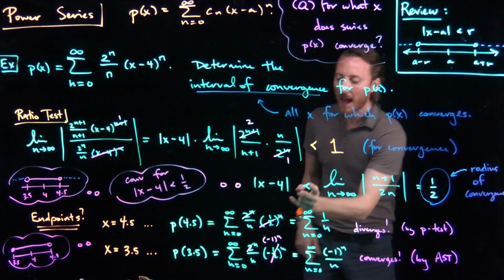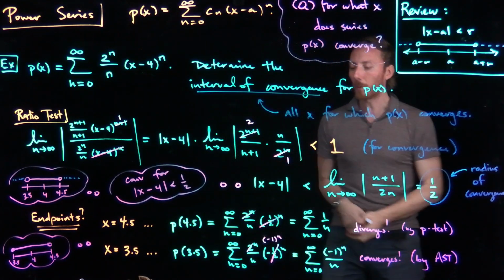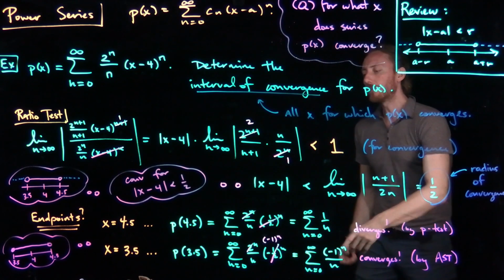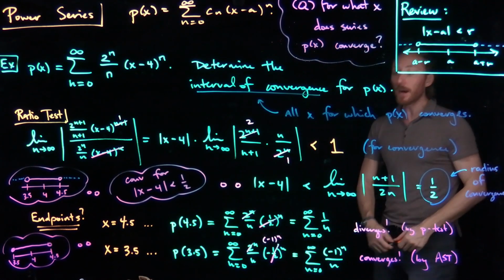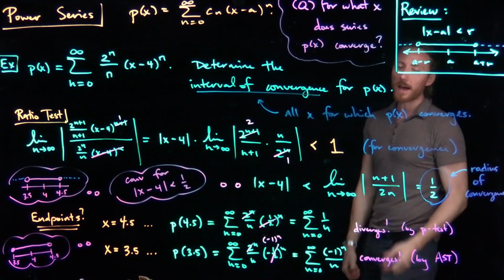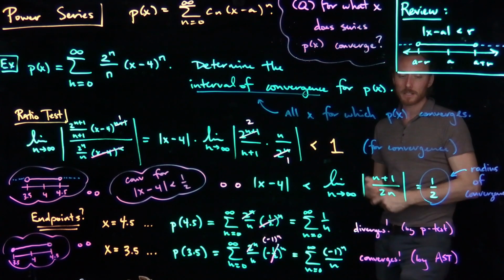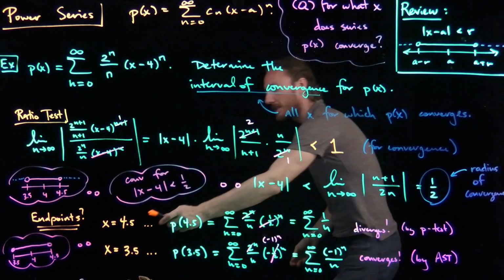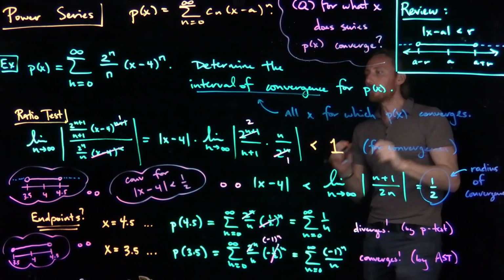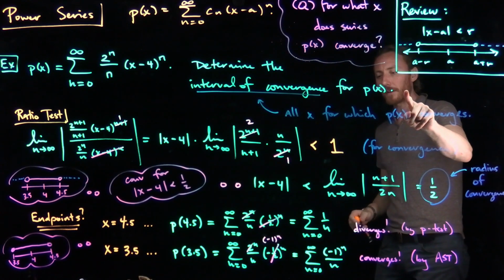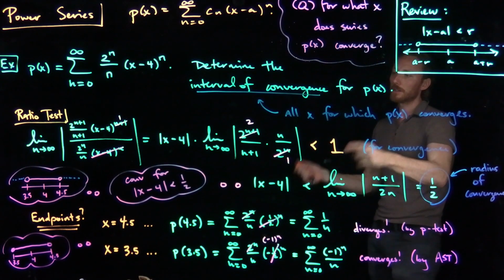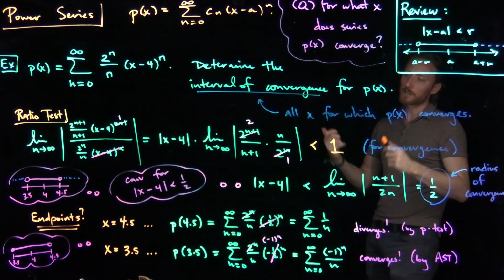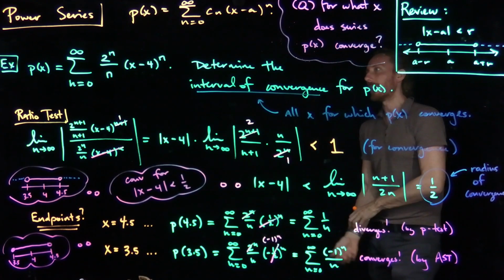And check it out, the half to the n and the 2 to the n will cancel perfectly and give us just 1 over n. That n downstairs will remain, but sum 1 over n, we know how that plays out. That's the harmonic series, and we get divergence. So by the p-test, we would have divergence at x equals 4.5. We mustn't include x equals 4.5 in our interval of convergence because our power series, p of x, diverges when we plug x equals 4.5 into it.